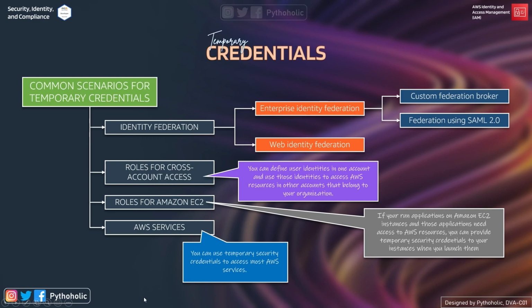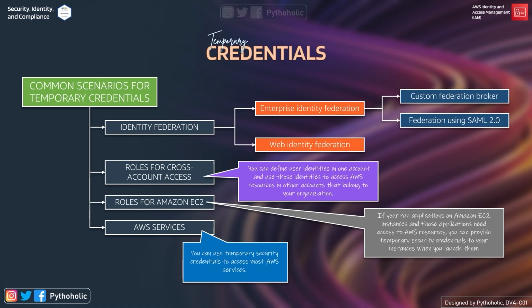And the last one that we have here is AWS services itself. And you can use temporary security credentials to access most AWS services. There is a list of services that you can create the roles for. And this list, or the link that I have, I'll provide in the description below so that you can check out all the services that you can create roles for and make use of them.